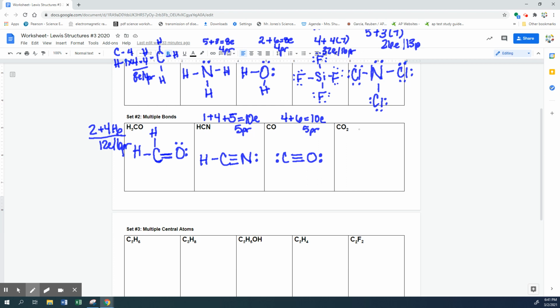Next we have CO2. Carbon has 4 plus 2 times 6. So that's 16 or 8 pairs. Carbon goes in the center with 1 oxygen on each side. Each oxygen gets 2 unshared pairs.